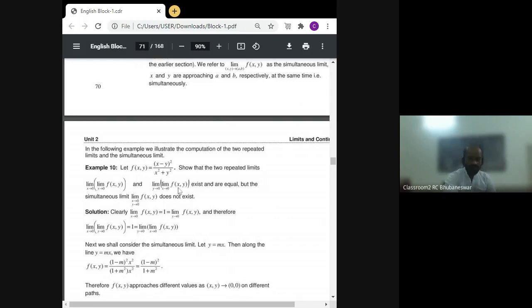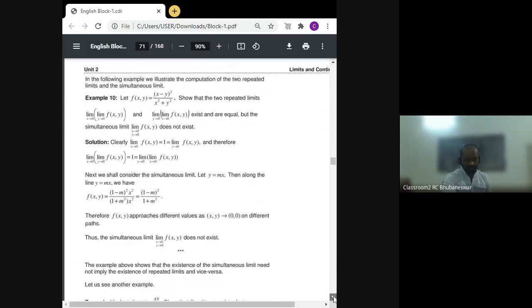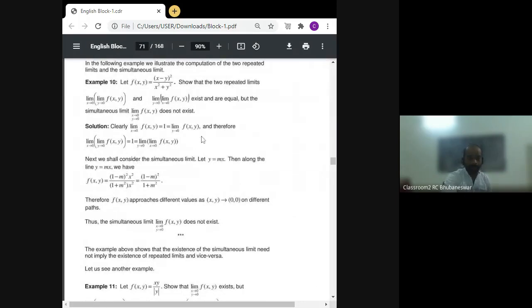Then if both are equal, we still cannot say the simultaneous limit exists. So here you have to show these results: the repeated limits exist and are equal, but the simultaneous limit of f(x, y) does not exist. So look here. If we calculate the limit x tends to 0, the function value is 1, then y tends to 0, the function value is 1. So the repeated limits both exist and are equal to 1.